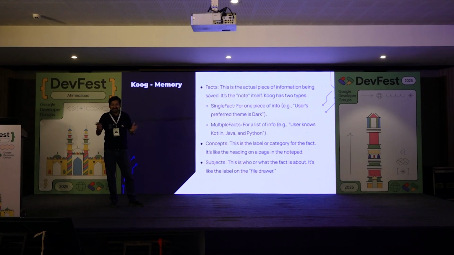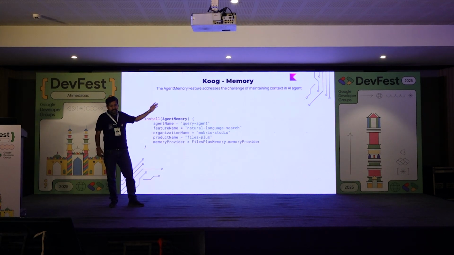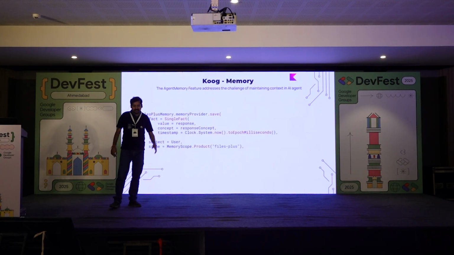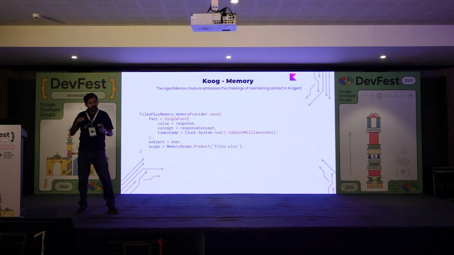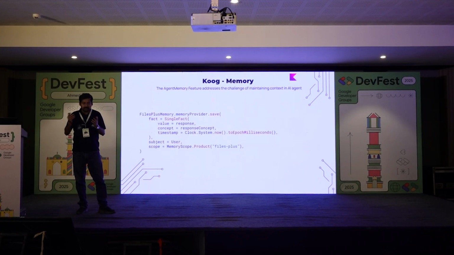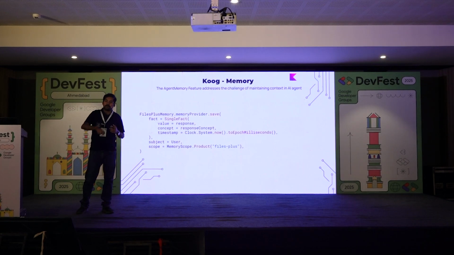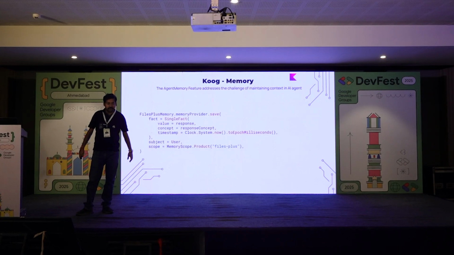And there are different ways you can implement it. It's called fact, single fact, multiple fact, and concept. So basically, concept is a category for fact, and then there is subject. So yeah, this is how you install memory, and this is how you save a fact, right? So a fact has data, what the user said, what the agent or LLM said, and then subject, it can be user, it can be machine, whatever, and then memory scope, what is the scope of the memory, right?